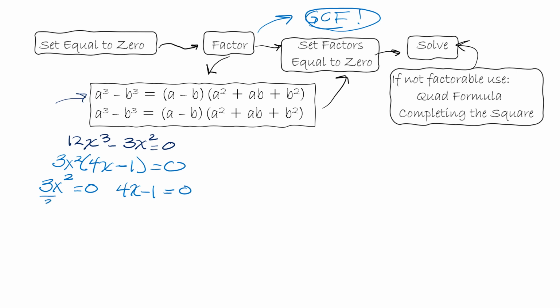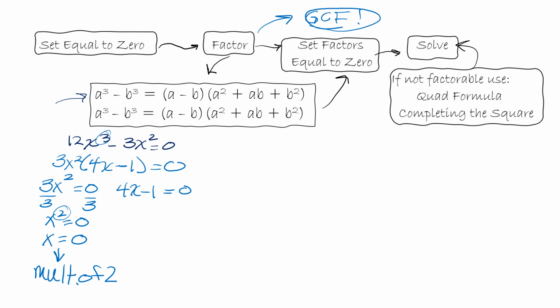So if I divide by 3, x squared equals 0, and x is just the square root of 0, which is 0. Because of this squared, this has a multiplicity of 2. So if you're checking to see if your roots are right, that counts as 2 roots, okay, because this should have 3.